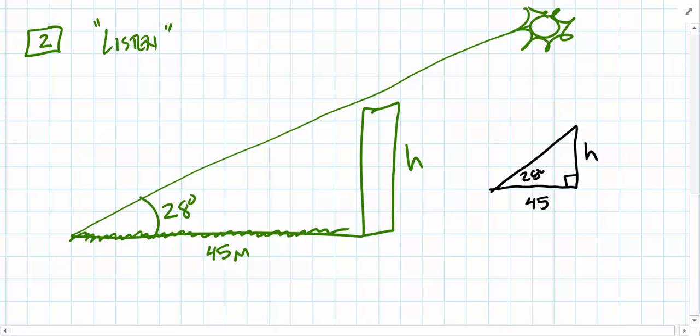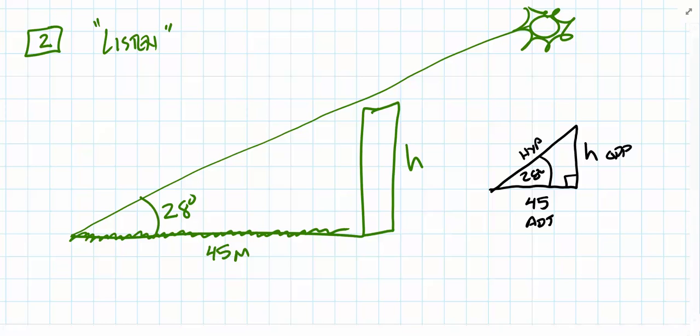From my angle, what side is the opposite side? H, very good. What side is the adjacent side in my right triangle? And what side is the hypotenuse, the one crossing the right angle? Which one are we interested in? The opposite side, the adjacent side, or the hypotenuse? We want the opposite side. We want the height of the building.